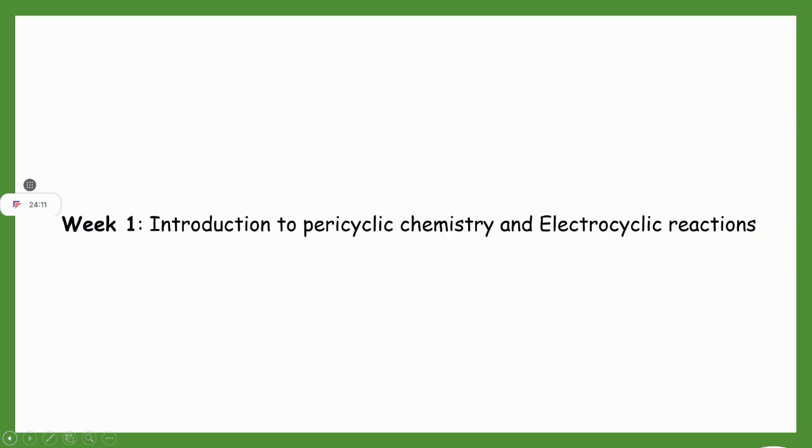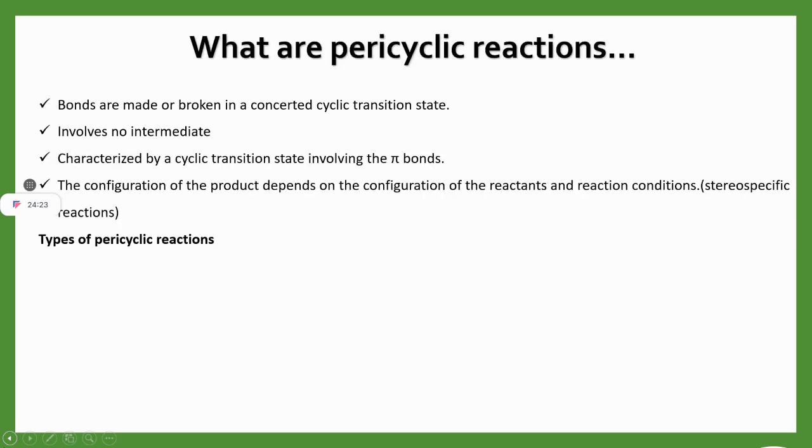So, students, in week 1, we are going to learn what pericyclic chemistry is, and which types of reactions we are going to study in this course. Before going ahead, you should know what pericyclic means. What does peri mean? Around the circle, right? Or just like we have read, perimeter. This reaction is characterized by a cyclic transition state involving the pi bonds.